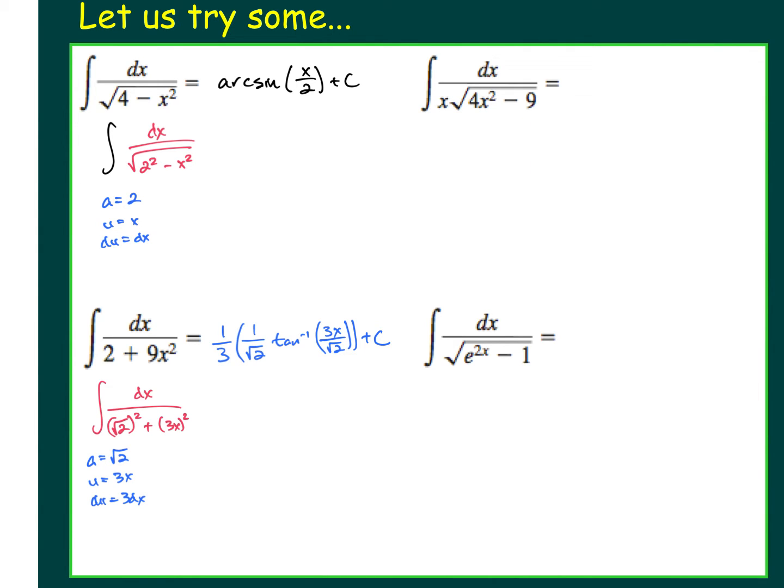All right, so let's manipulate the way it looks a little bit. I still have this dx up top, and then I still have this x going on. And then square root. What does this 4x squared want to be? A 2x quantity squared. Minus my 9 wants to be what? A 3 squared. All right. So what's my a? 3. What's my u? 2x. What's my du? 2 dx. Now, what do I want my u to be?